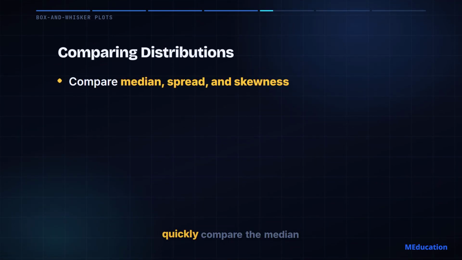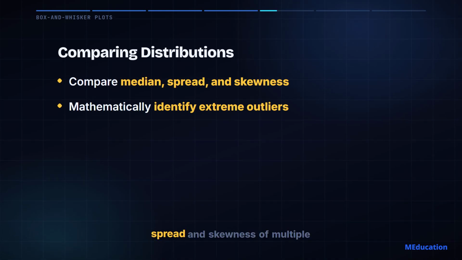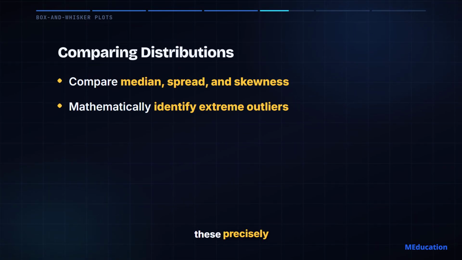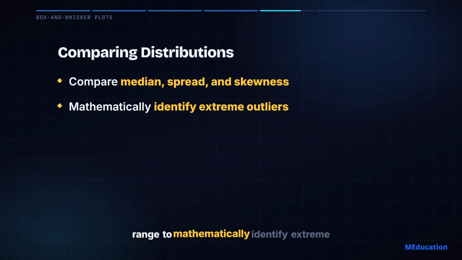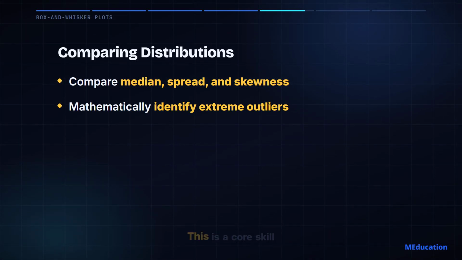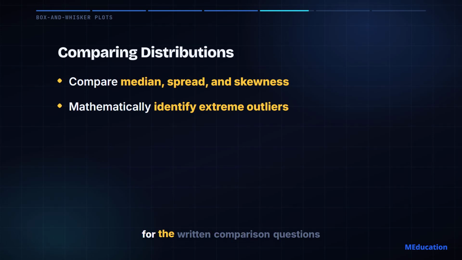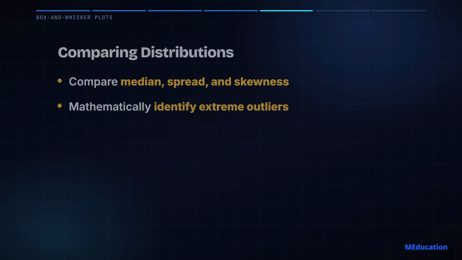We can combine center and spread into a single powerful visual. Box-and-Whisker Plots allow you to quickly compare the median, spread, and skewness of multiple datasets side by side. You will learn to draw these precisely, ensuring your scales are perfectly linear, and use the interquartile range to mathematically identify extreme outliers. This is a core skill for the written comparison questions.